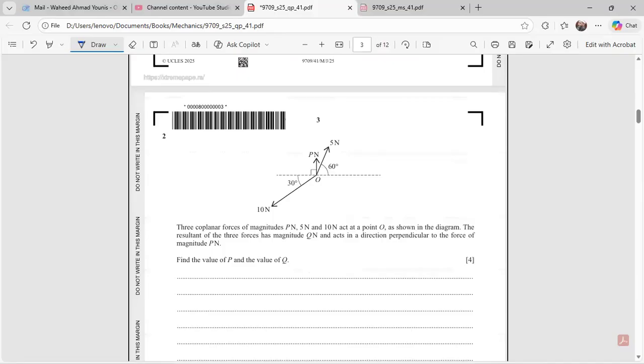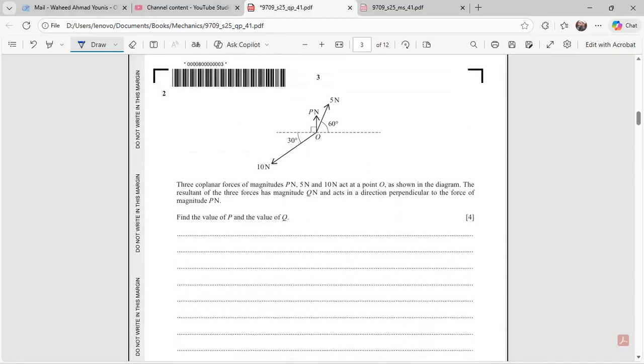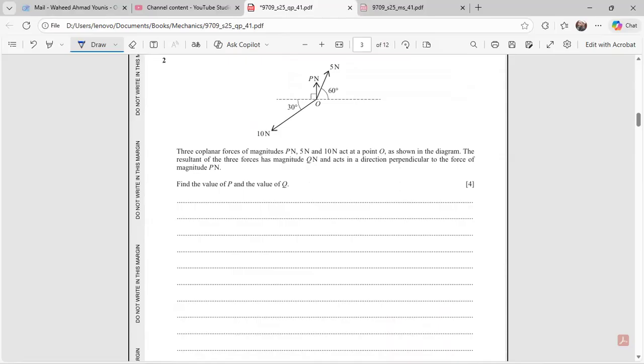I think it's pretty straightforward. Now question number 2. Okay. Three coplanar forces of magnitude P Newton, this is P Newton, working vertically upward, and 10 Newton and 5 Newton. So this is 10 Newton, this is 5 Newton, and acting at point O, as shown in the diagram. The resultant of the three forces has magnitude Q newtons and acts in a direction perpendicular to the force of P Newton. So this resultant force is somewhere along x-axis, this direction or this direction.